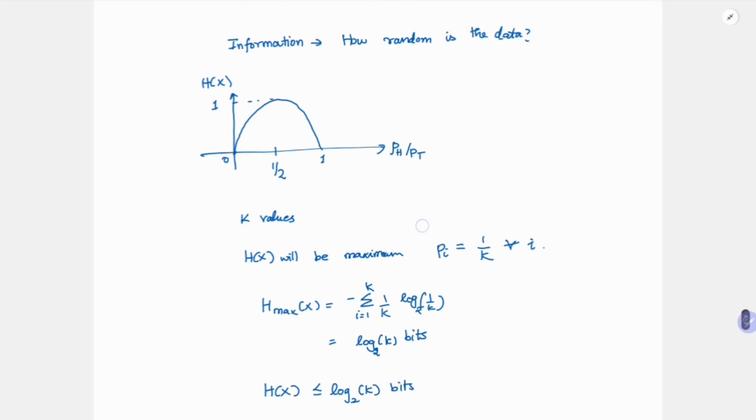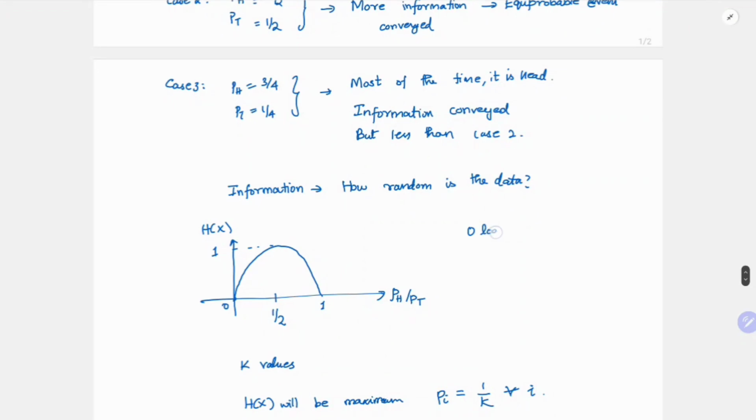Even here at 0, if you observe, it is nothing but 0 into log2 0 plus 1 into log2 1.